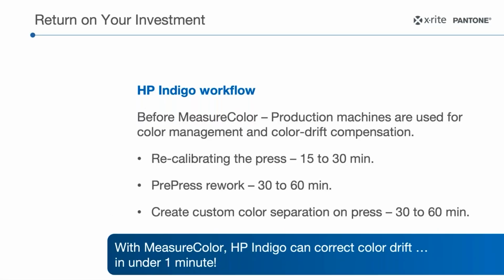Now let's look at where is the return on investment for your HP Indigo workflows. Before MeasureColor, when you're not using MeasureColor, you would use your production machines to do press recalibration. You would use them for color management to find the right spot color combination of CMYK OGV, because all of your spot colors are a build of CMYK OGV.